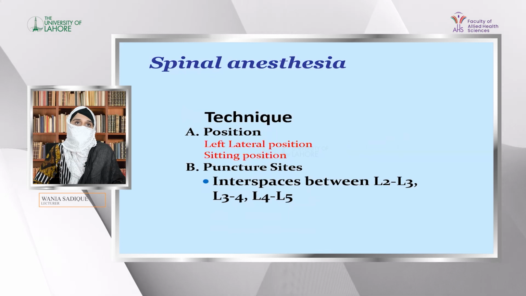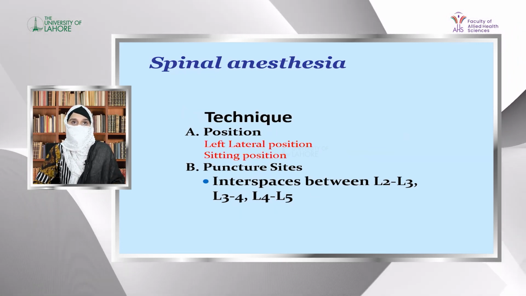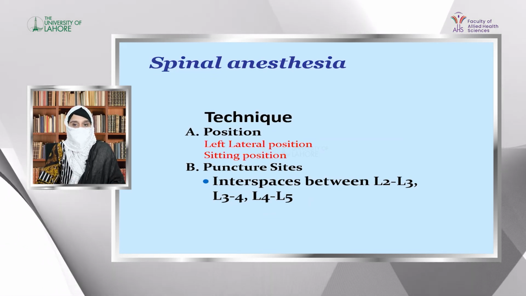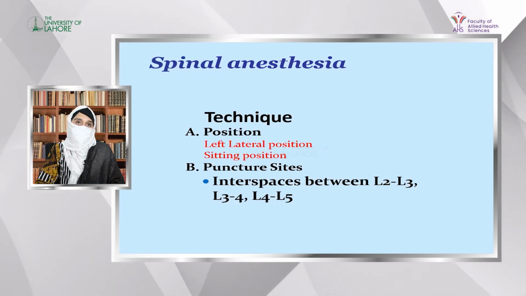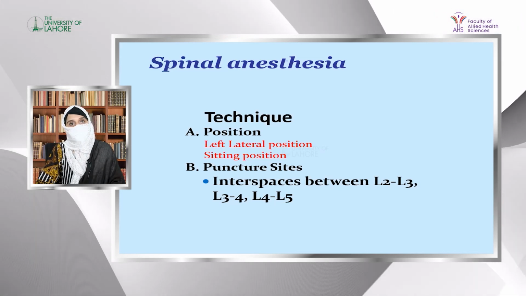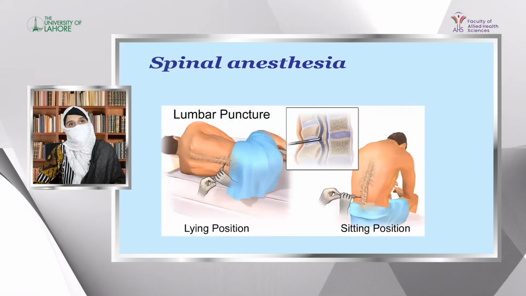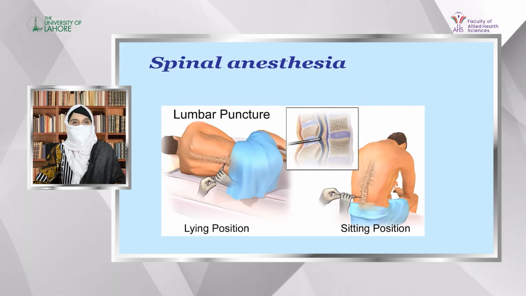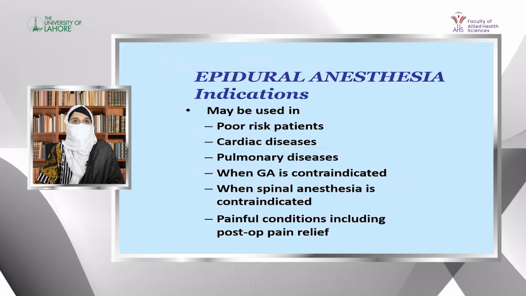The techniques used for spinal anesthesia are the sitting position and the left lateral position. And the puncture sites are interspaces between L2 and L3, L3 and L4, and the last one is L4 to L5. This picture is showing the positions for spinal anesthesia. The first one is lying position and the second one is sitting position used for spinal anesthesia.